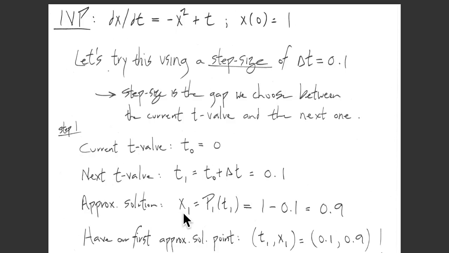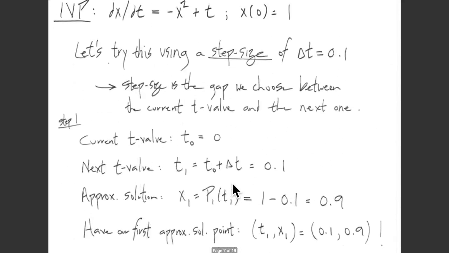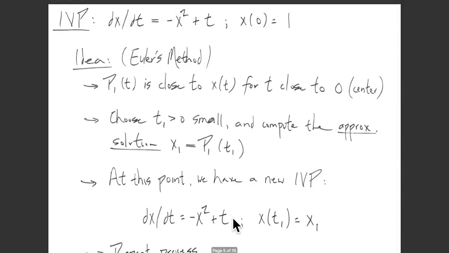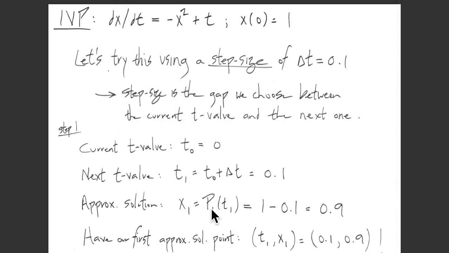And then our approximate solution we'd get just by plugging that next t value into the Taylor polynomial that we saw previously. So we're going to call that x1. That's our solution value at t1. And remember our Taylor polynomial was just 1 minus t. So p1 of t1 would be 1 minus t1, 1 minus 0.1 or 0.9. So now we have a new t, x pair corresponding to an approximate solution. When t equals 0.1, we find x1, the approximate value of x, is 0.9.